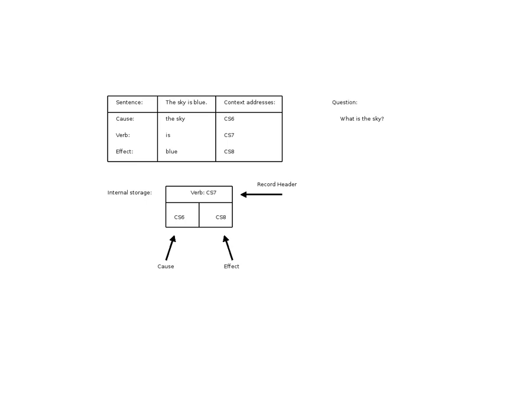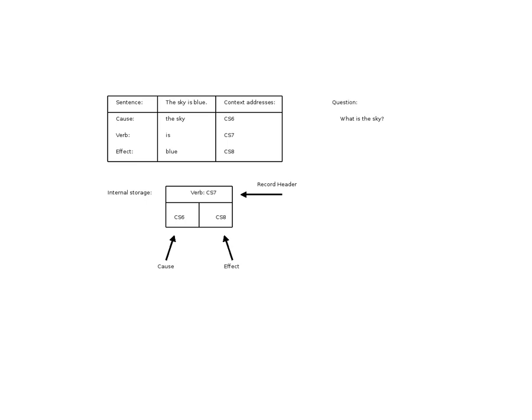So if the sky is CS6, is CS7, blue is CS8, then we can store the qualifier value pairing of CS6, CS8 respectively under the verb CS7. When we come to ask a yes or no question, we can ask, "Is the sky blue?" Then we can separate out the sentence into subject and predicate and look at whether CS6 and CS8 occur under the record CS7.